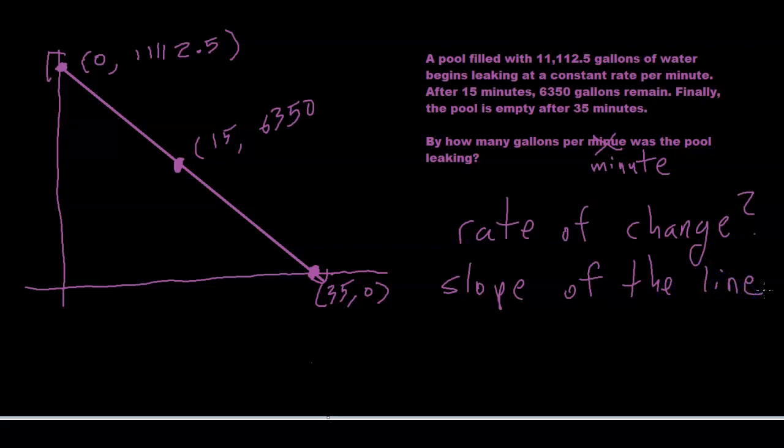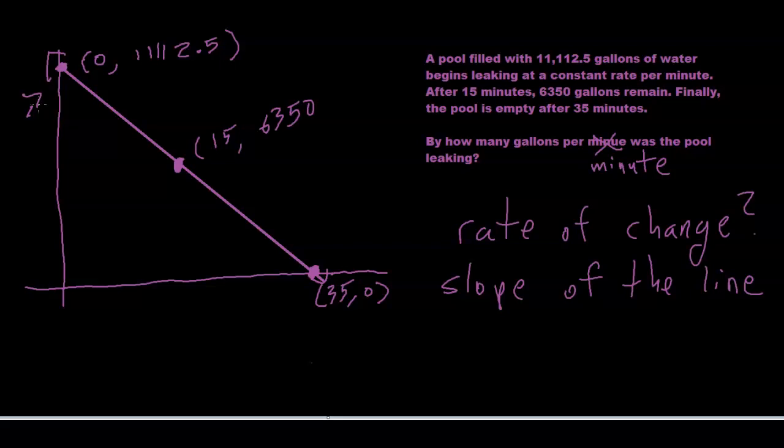Well, we know we have 3 data points, right? We know the pool began with 11,112.5 gallons of water. At that point, x is equal to 0, right? The number of minutes since the pool started leaking is at that point equal to 0 because it hadn't started yet. So we know one data point is (0, 11,112.5).